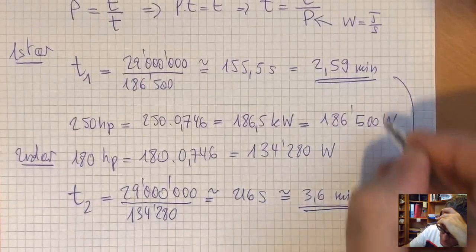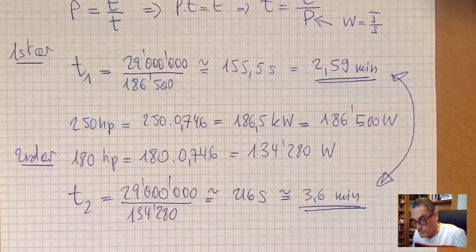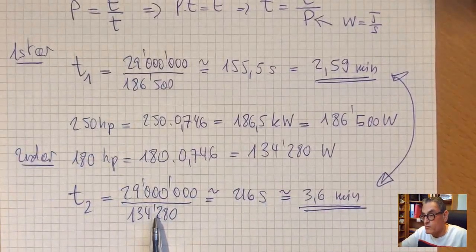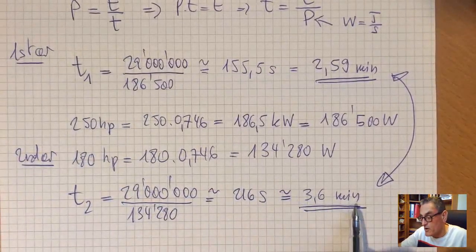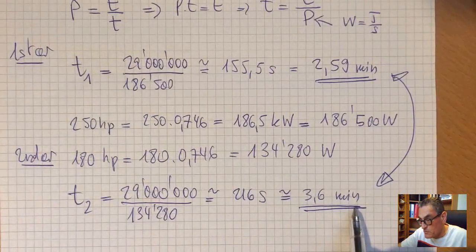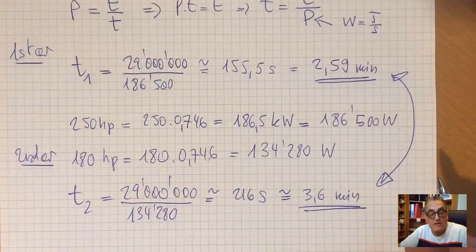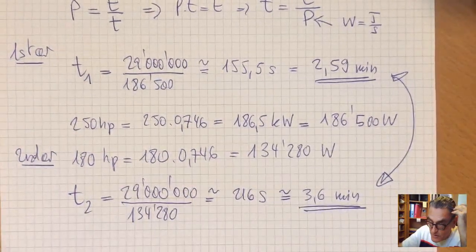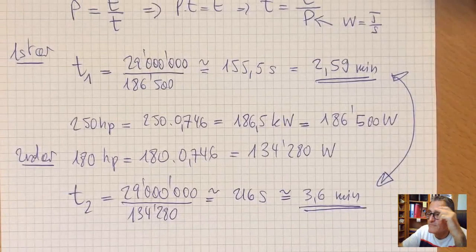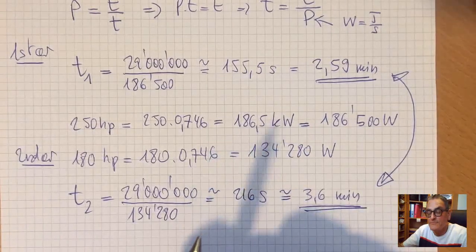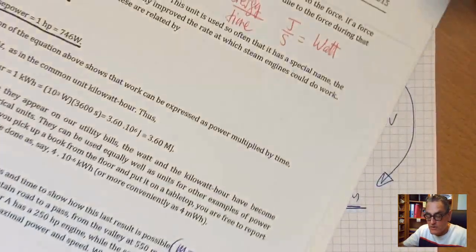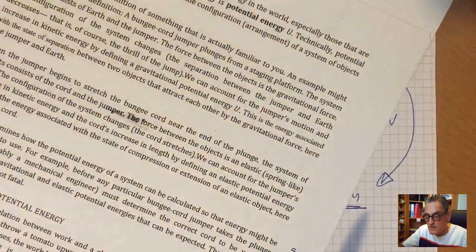Now you can compare these two results, and you see clearly that the car which has less power takes more time to go up the mountain path. It can produce less energy per second, so it takes more time to produce the energy necessary to go up. This was for power. We will do more exercises with power later.